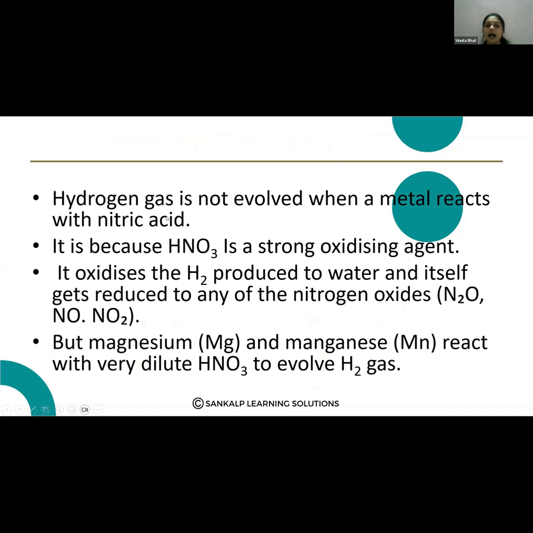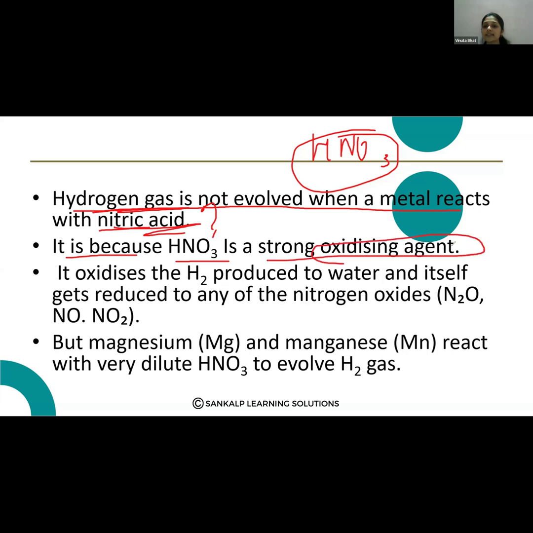Okay. See here, hydrogen gas is not evolved when the metal reacts with nitric acid. HNO3 is also an acid, but when the metal reacts with HNO3, the hydrogen gas is not evolved. So what is the reason? Give reason. They ask this in the question. Hydrogen gas is not evolved when the metal reacts with nitric acid. It is because HNO3 is a strong oxidizing agent.